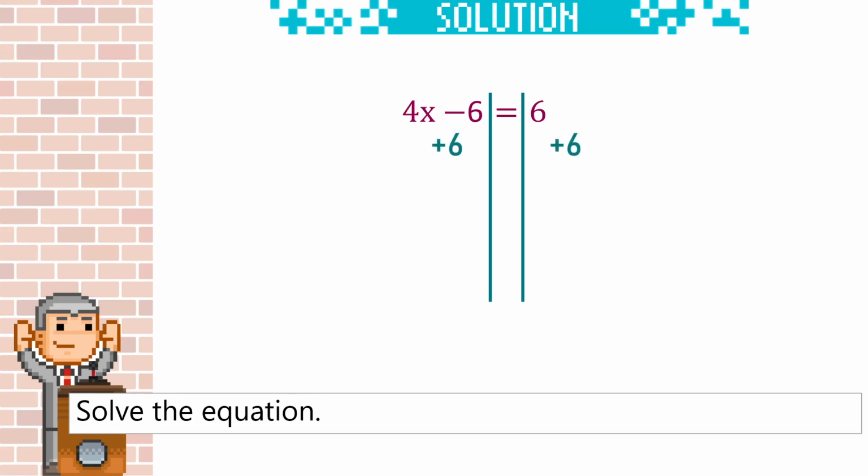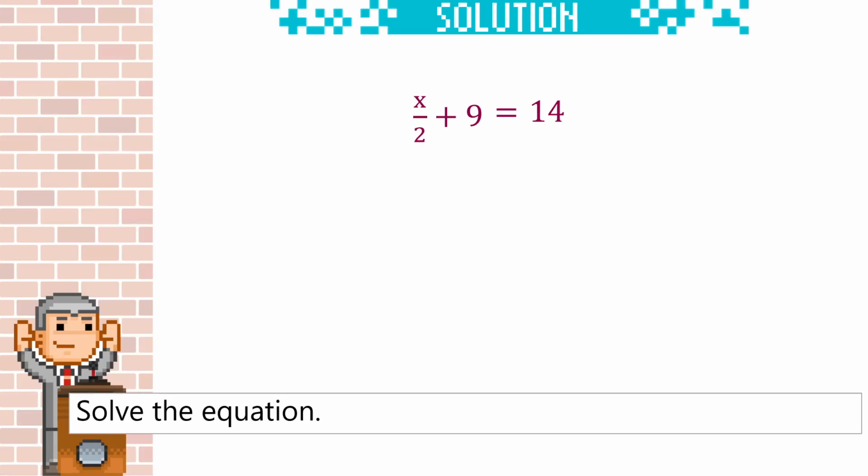That will leave us the 4x on the left hand side because we've got rid of that takeaway 6, and 6 plus 6 is 12. Now we can deal with the times 4 there by dividing both sides by 4. 4x divided by 4 is just x, which is why we divided it by 4, because we want our answer, which is x equals, and then 12 divided by 4 is 3. We've solved this because we have an x equals, so x equals 3.